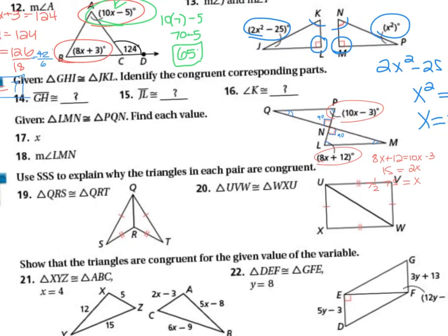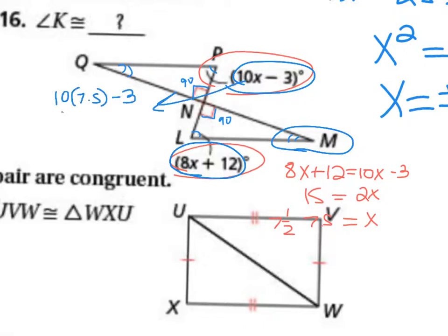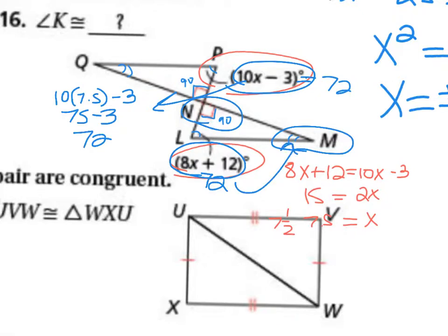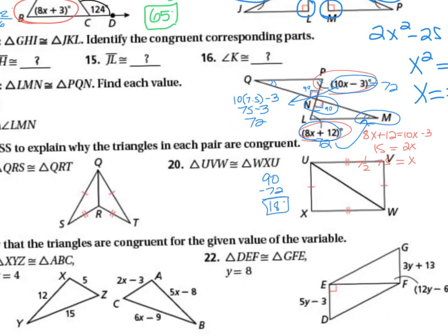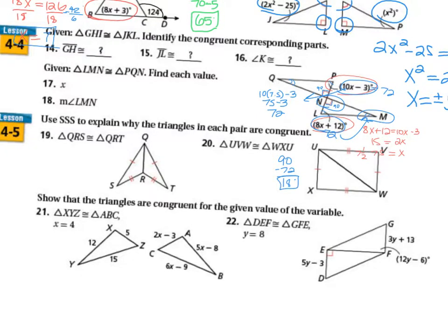And then if it asks for angle LMN, I would have to take that 7.5 and plug it back into either one of these, really, because they're both the same. And then subtract it from 90 to get the angle on the outside. So I'm going to plug it in here because it's easier. 10 times 7.5 minus 3. 75 minus 3 is 72, which means this is 72 and this is 72. And then because this is 90, 72 plus M has to equal 90, so 90 minus 72 would be 18 degrees, which is what angle M would equal, and angle Q.